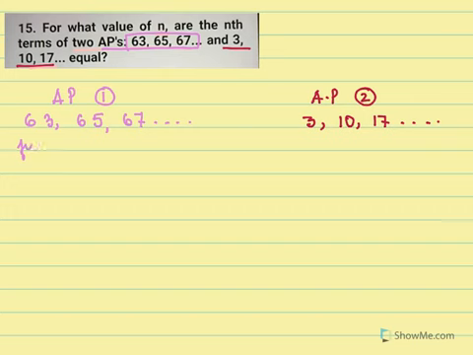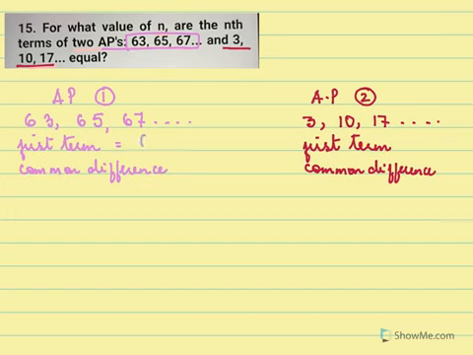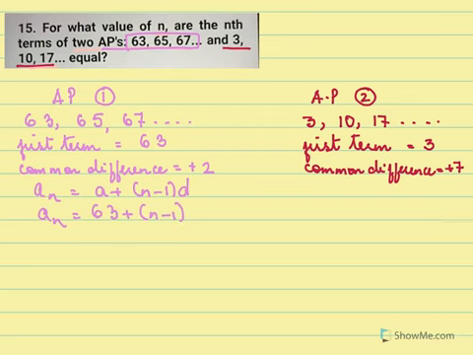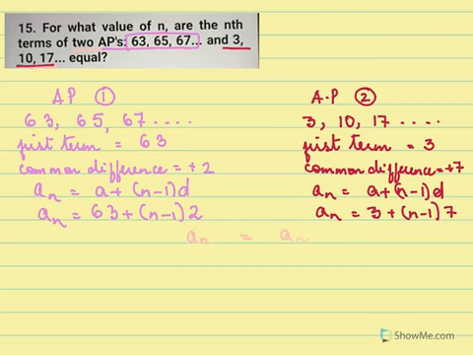So for the first AP, the first term, so in this AP we see the first term is 63, and you see the common difference when you subtract, you get plus 2, not minus 2. And in the second AP you find the first term is 3 and the common difference is plus 7. Now the an term for this AP will be a plus n minus 1 d. So the a we know is 63, the n we don't know, we need to find, and the d is 2. Here the an term is a plus n minus 1 d. So an equal to a here is 3, the n we don't know, and the d is 7. It is given to us that the an terms are equal. That means the an here equal to the an here.